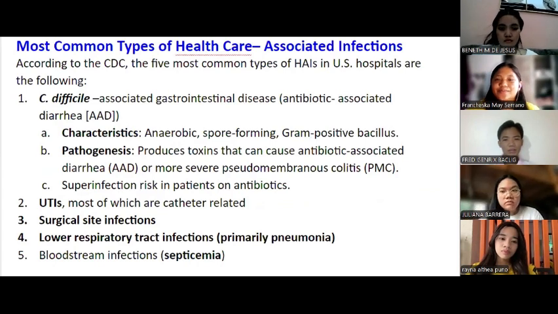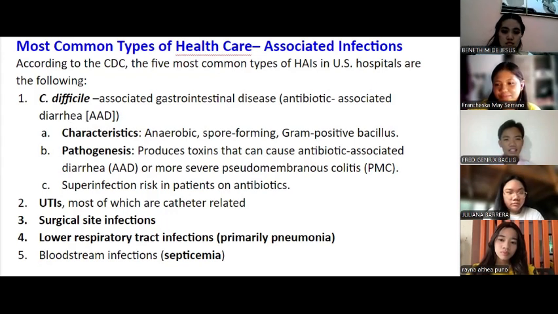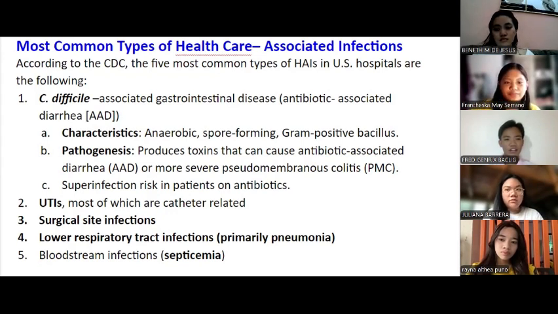So I will be discussing the most common types of care-associated infections. So these are the infections acquired while receiving treatment in a healthcare facility such as hospitals and clinics. According to the Centers for Disease Control and Prevention, these are the 5 common types of healthcare-associated infection in U.S. hospitals. So number one is the Clostridium difficile, associated with gastrointestinal diseases.